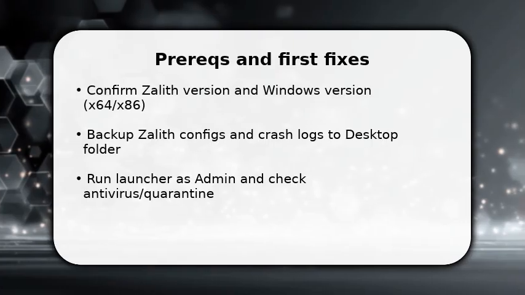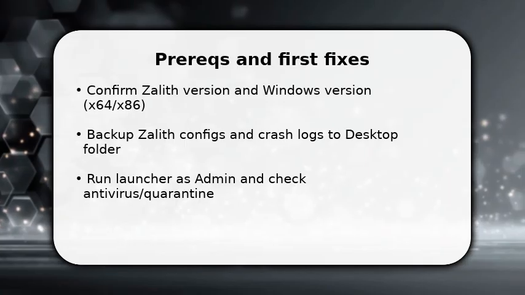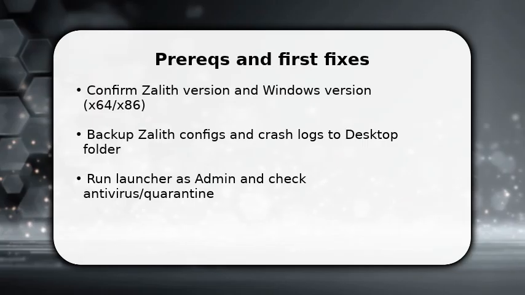You start by collecting what matters: the launcher version, your OS build, and the latest crash log. Once done, back up the Zalith config and crash dump to your desktop so you can revert changes.